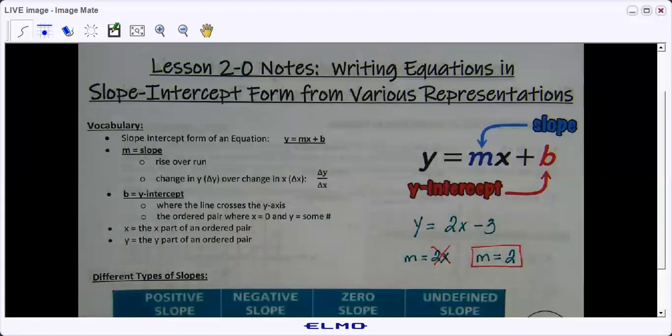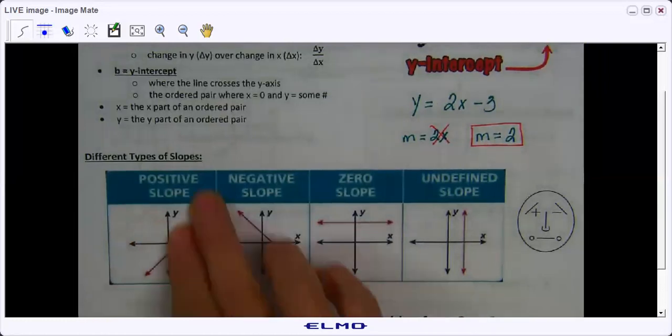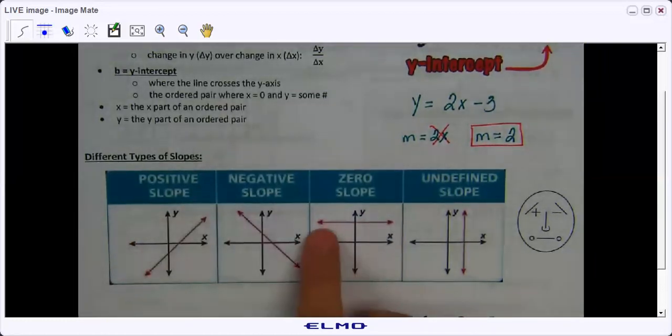Okay, let's go down to different types of slope. Now, this I know, you've watched Slope Dude, you know this stuff. A positive slope always goes up and to the right. A negative slope always goes up and to the left. A zero slope is horizontal. And an undefined slope, I know, I said the bad word in math, undefined, is vertical.